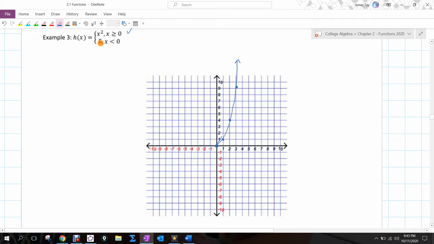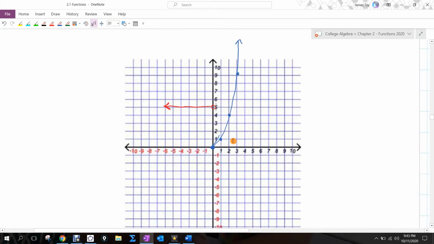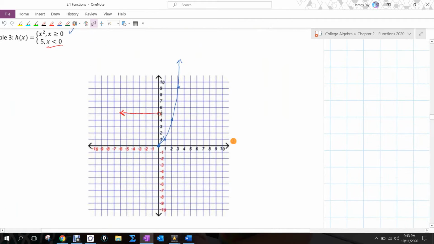Now for 5, when x is less than 0. So if x is less than 0, I'm still going to go to x being 0. That's going to be my first one. I'm going to go to 5 and put an open dot. And now less than 0, it's always 5, so it's a horizontal or constant line in that direction.